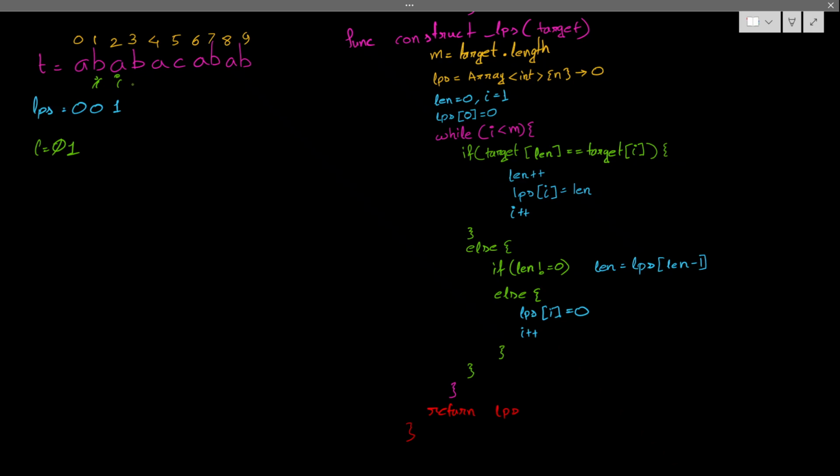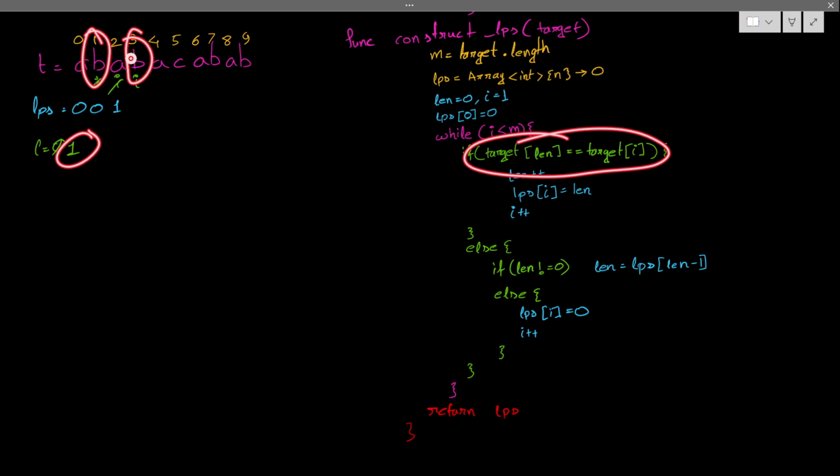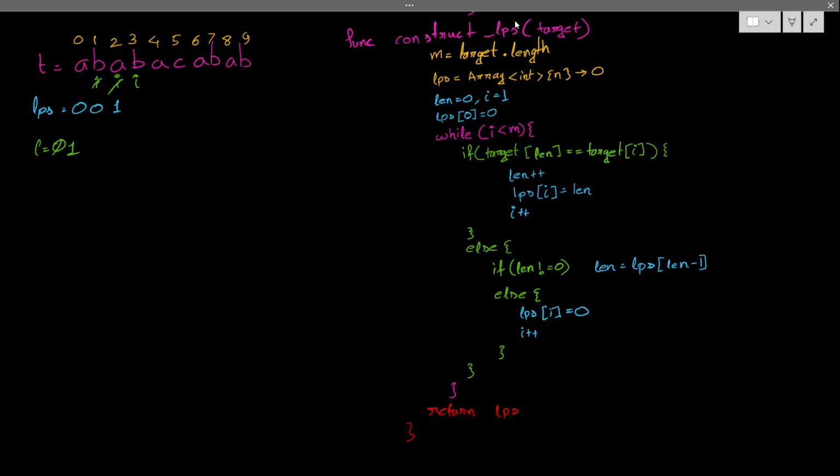I goes to B, this index I here. So after that it is B. So what will be there? It will check again that length is equal to target. Length is 1, so this is equal to the target. So if it is true, then length will be increased by 1, and that same thing will be put here.